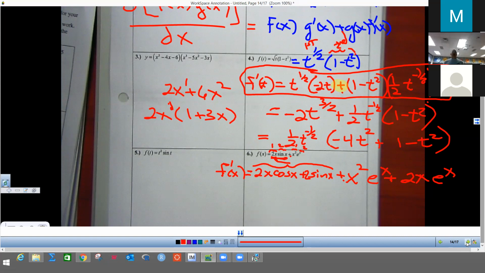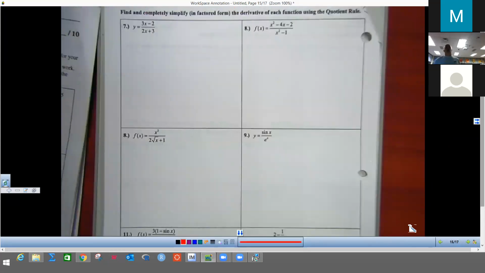Okay. How about the second page? Anybody got anything on the second page?